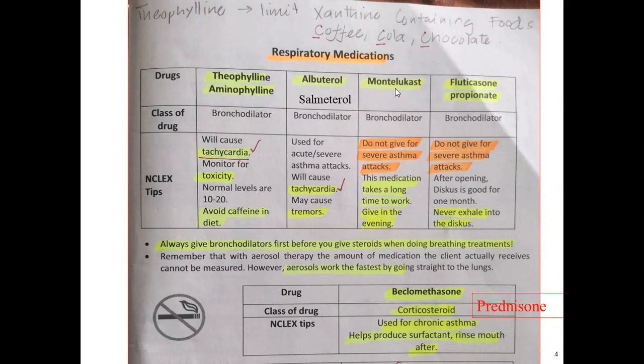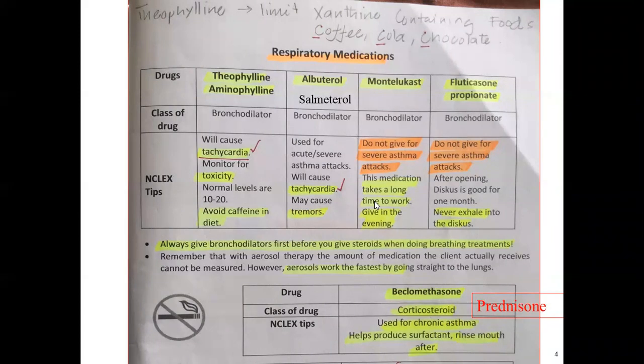What else? Tell your patient, do not give for severe bronchial attack, meaning acute exacerbation of chronic asthma. Montelukast does not work. This medication takes a long time to work and is given in the evenings, as I told you.